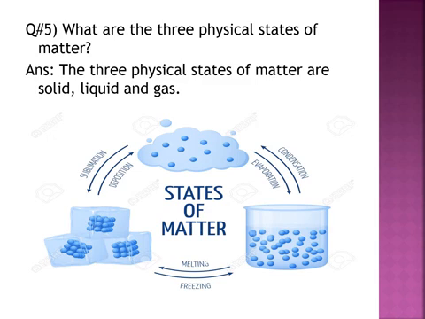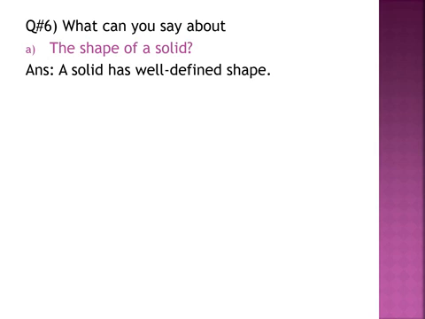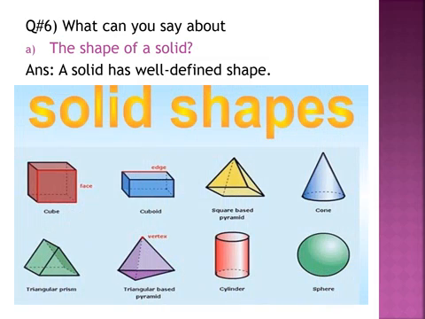The next question is: what can you say about the shape of a solid? A solid has a well defined shape. Now you can see different shapes of solids in the figure: a cube, a cuboid, a square based pyramid, a cone, a triangular prism, a triangular based pyramid, a cylinder, and a sphere. These are some common shapes which you will see regularly in your science books, and even in mathematics. So these are some basic shapes of solids.